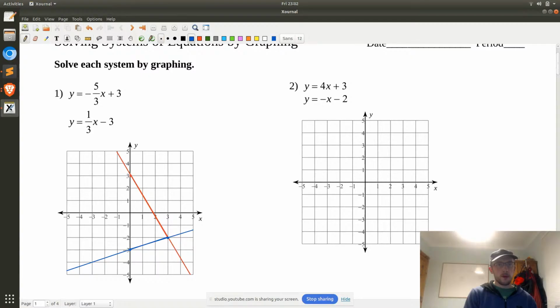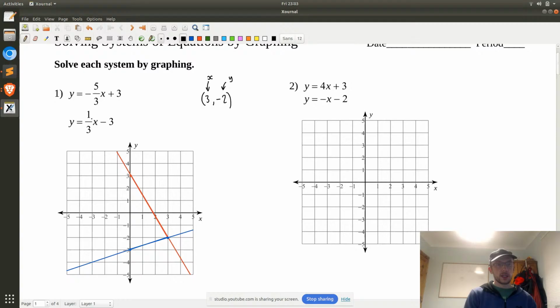Now, where those lines intersect and cross, that is the solution to the system of equations. So that would be (3, -2). 3 is the x value and -2 is the y value. If you pick up 3 and you put it in this equation here, you get negative 5/3 multiplied by 3, which is negative 5, and then plus 3, which gives you negative 2 as desired.